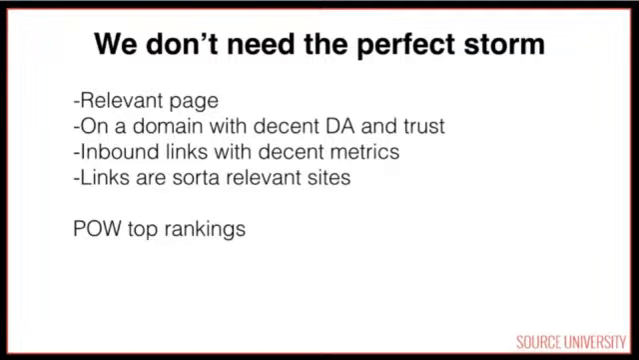As long as we can create a relevant page, we can put it on a decent domain and get inbound links from decent places, not the best places. We can actually go and create a lot of these places ourselves with PBNs, which I'll be showing. And the links are sort of relevant. We'll still get top rankings in a lot of searches out there. Actually, we can only get about 20% of the equation right, and we'll still get really good rankings.